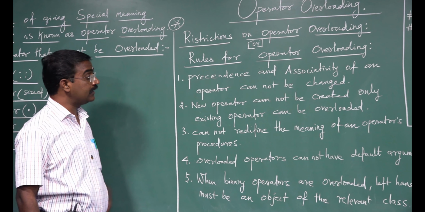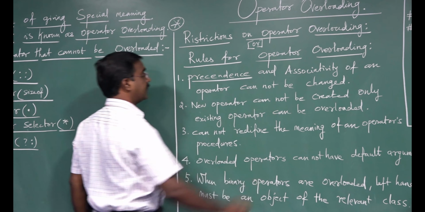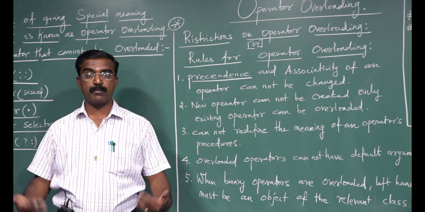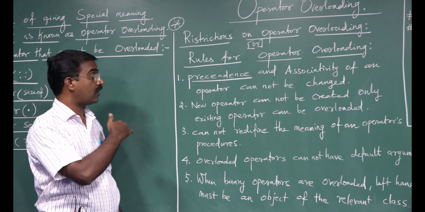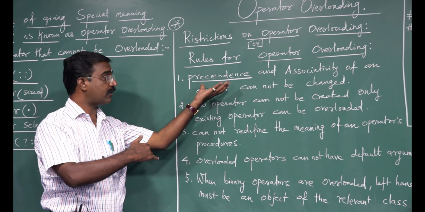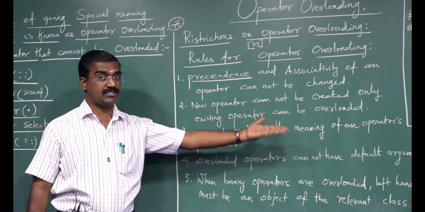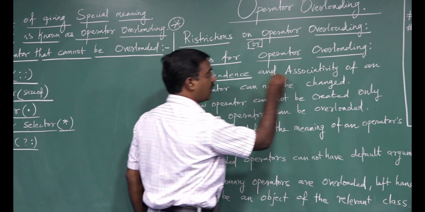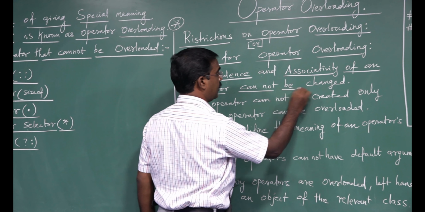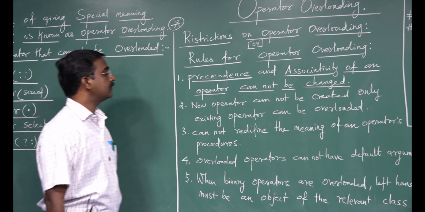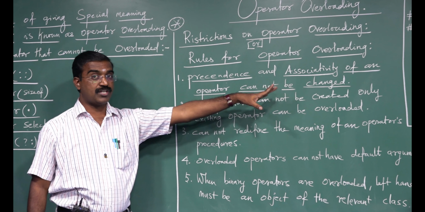In operator overloading, number one rule is precedence. Precedence means certain rules, like the BODMAS rule, something you say, no. So a procedure or protocol-based order of an operator, and then associativity, where some operations are done right to left and some left to right. That's why I say the precedence and associativity of an operator cannot be changed.